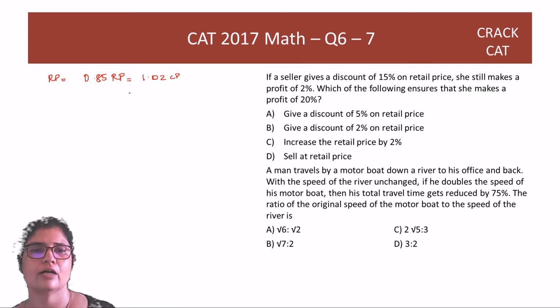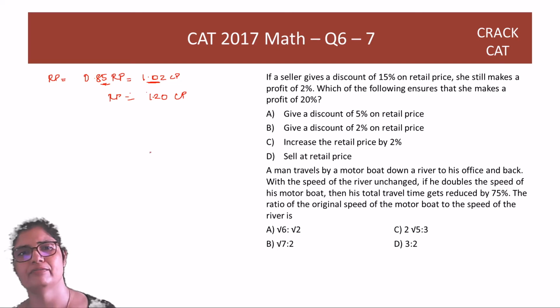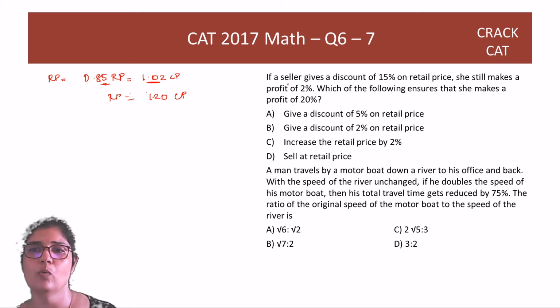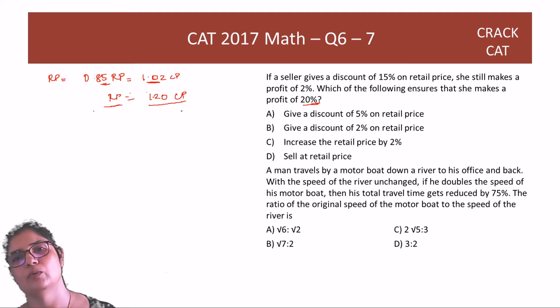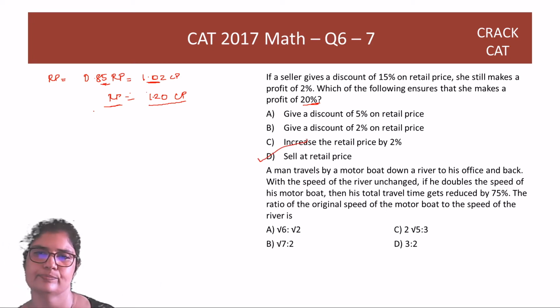Right? So what is the retail price? If you just do 1.0, see, this has 17 and this also has 17, so it will cancel and you will get retail price as 120 times the cost price by just dividing by 0.85. So if you want a profit of 20%, then you have to sell at the retail price. Retail price is already at 20% over cost price, right? So you will not give any discount or increase, you will just sell at the retail price.